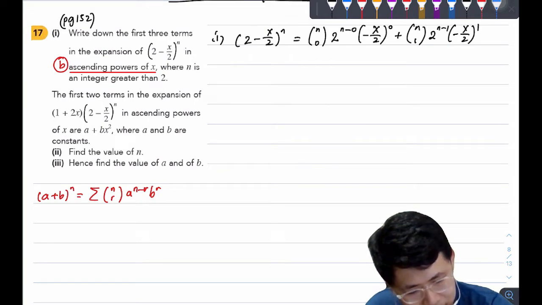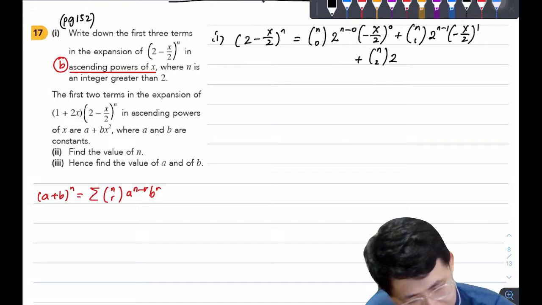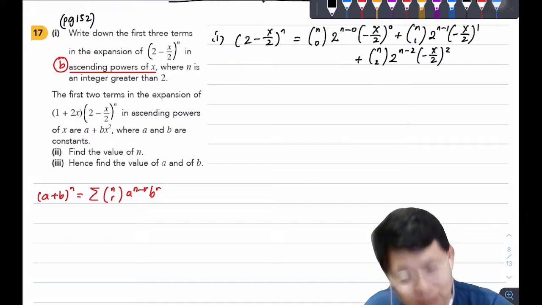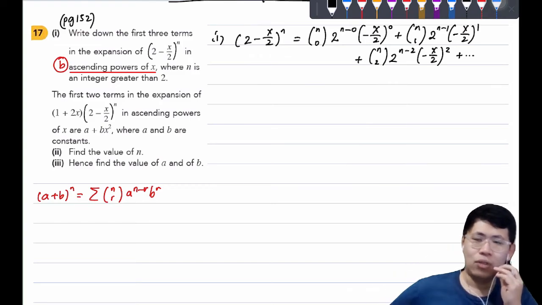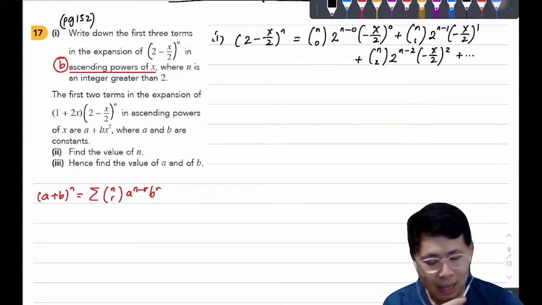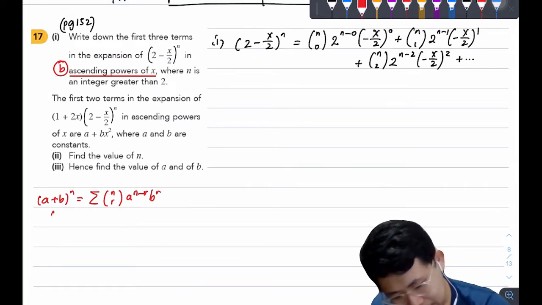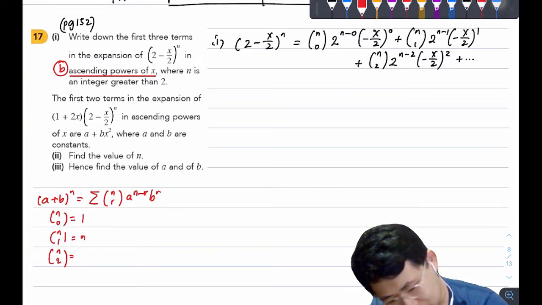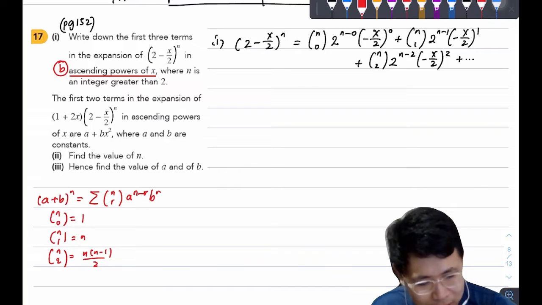Okay, no space, very annoying. Plus n choose 2 and then a to the power of n minus r and b to the power of r, like that. Okay, and so on and so forth, right? So we cannot stop here. We have to evaluate our n choose 0, n choose 1, n choose 2, and actually we can make use of the results that we've known earlier. Previously, n choose 0 is 1, n choose 1 is n, n choose 2 is going to be n(n minus 1) over 2. So we need to know these results to do calculations a bit faster.